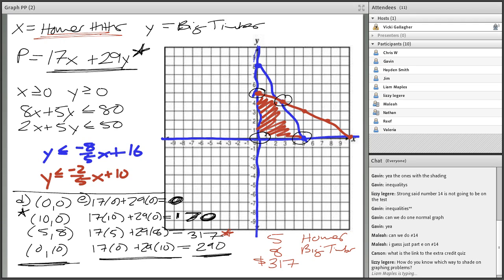So for me on the shading problems, I always do a test point of 0, 0. And so I'll plug 0, 0 into the problem. And then if it's true, that means I'm going to shade towards where the 0, 0 is. And then if it's false, I'll shade away from where the 0, 0 is. And I can kind of show you that. Let me erase what this is, and we can do another one of those to kind of check that out.